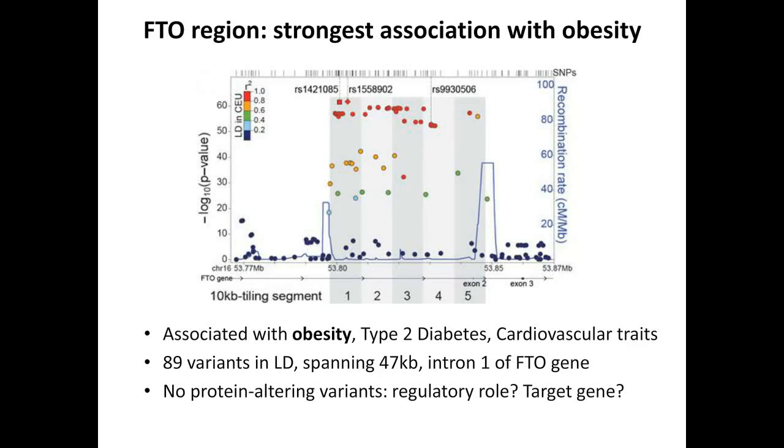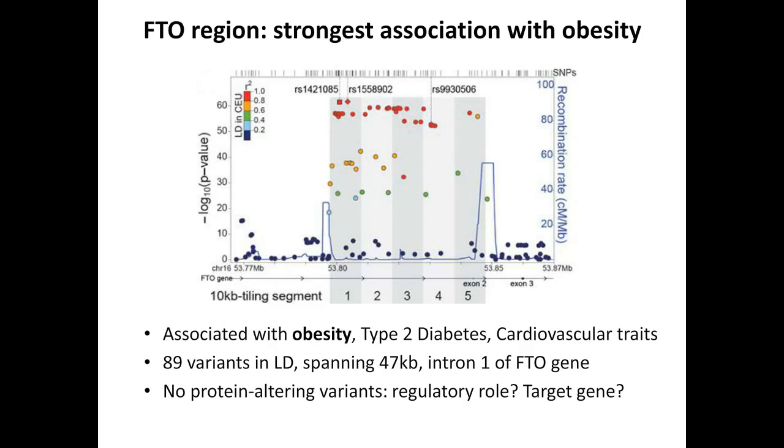So what is the FTO locus? It is the strongest association with obesity. It actually spans 47,000 nucleotides in chromosome 16, and they sit exactly in the first intron of the FTO gene. The challenge, however, is there's a very large number of genetic variants that are all associated with the phenotype of obesity, cardiovascular traits, and type 2 diabetes, but we don't really know which one is the causal one, and the very large span of this region makes it very difficult to understand the phenotype.